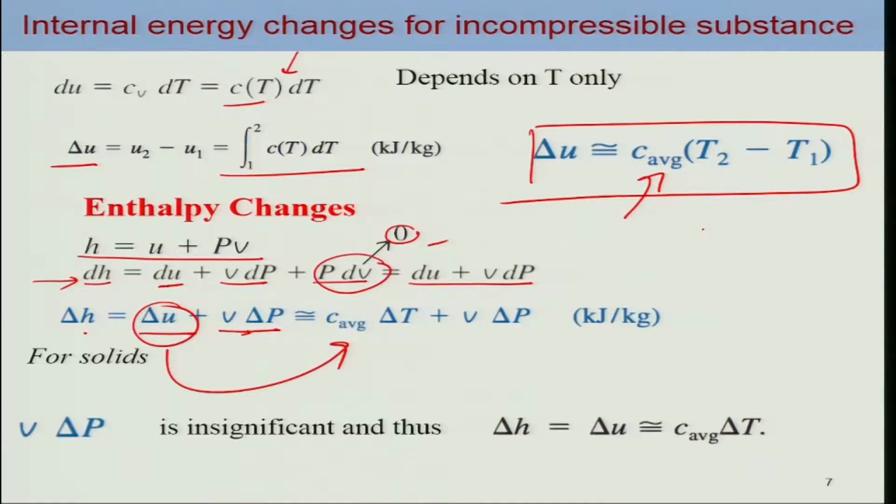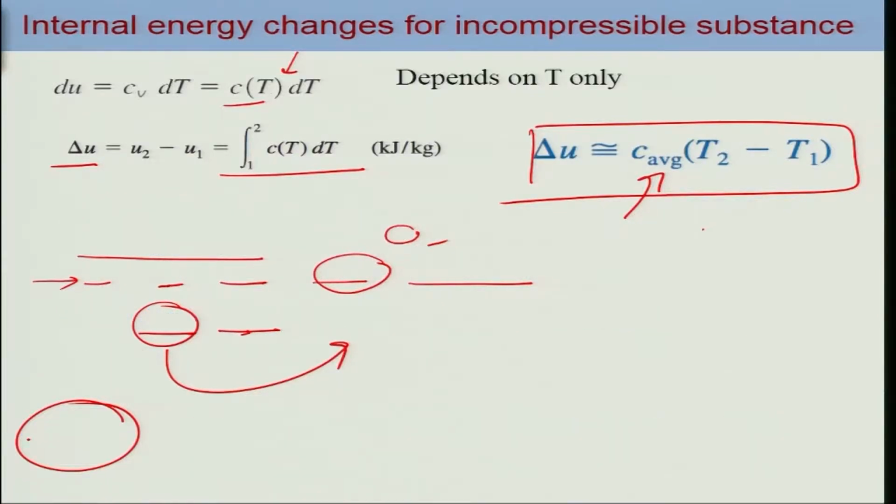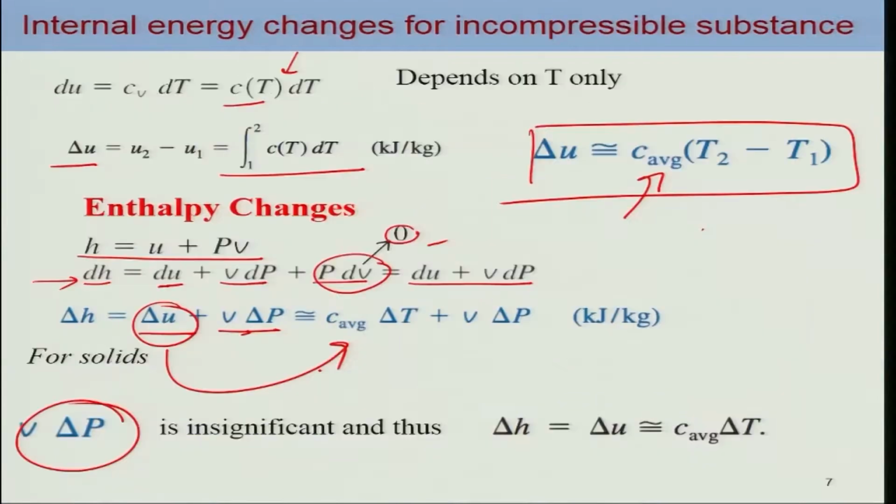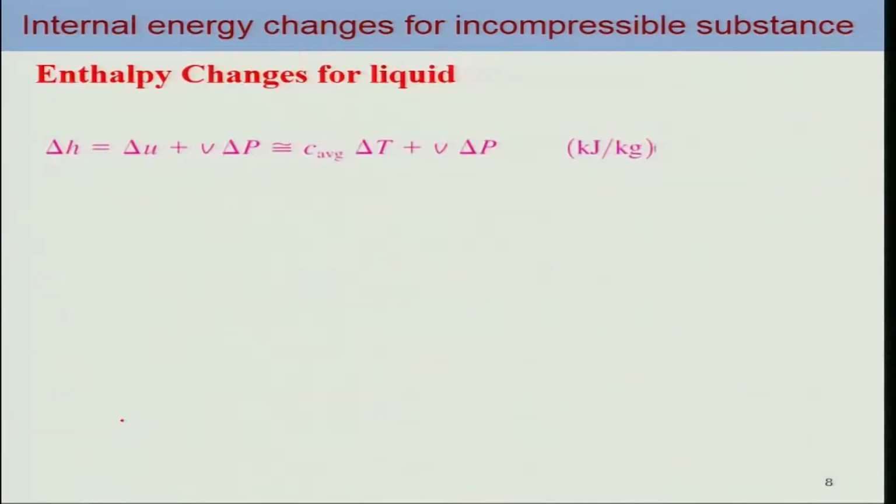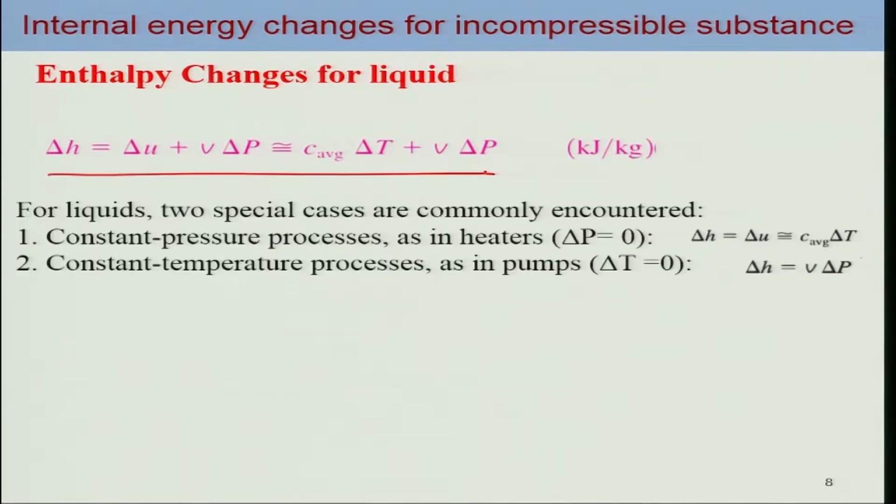For solids, it turns out that this term is extremely small. This is the specific volume, which typically is very small. This was also illustrated here. So, this is typically very small, thus your delta H is simply C average delta T. But this term need not be very small for liquids. So, let us look at the change in enthalpy for liquids. Again, we start with the same expression.